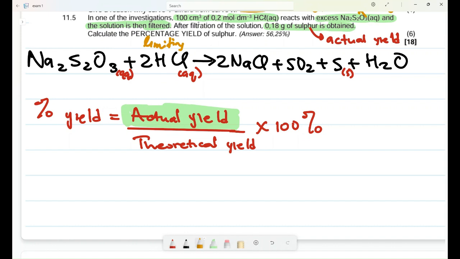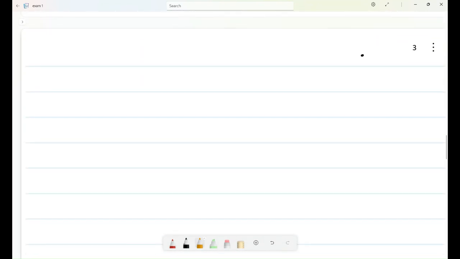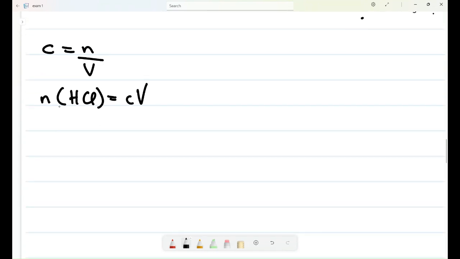So for HCl, we have what? The volume in centimeter cubed and the concentration. So we can get what? Number of moles. Remember formula, it is C equal to N divided by V. So if I want the number of moles, I'm going to say number of moles of HCl. I like you to indicate what exactly you want number of moles of. Number of moles is equal to CV, when I just multiply this on the other side.